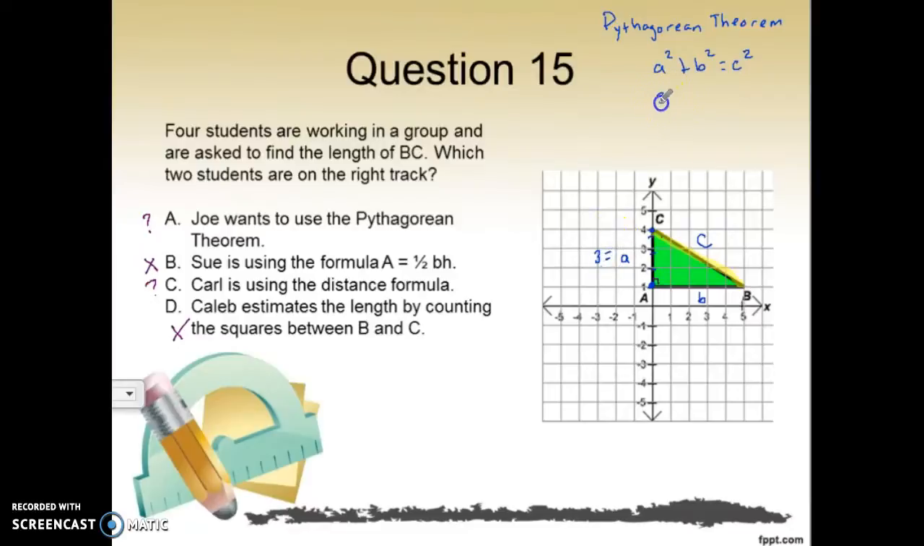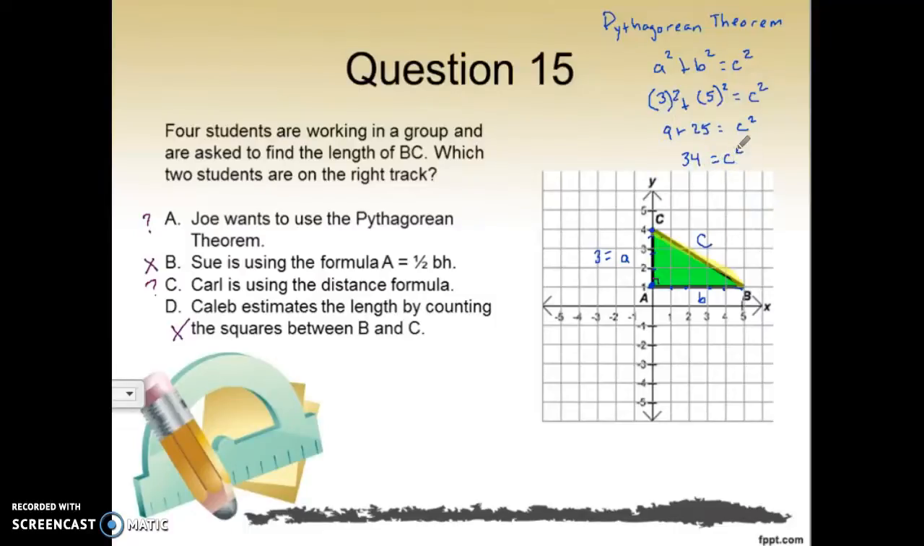So I'm going to substitute it in my formula here. 3 squared. All right, B, again, I'm just going to count squares. 1, 2, 3, 4, 5. We said that it was 5 earlier. So I plug that in. And I don't know c squared. That's what I'm looking for. 3 squared is 9. 5 squared is 25. Right? All right, so 9 and 25, we're going to get 34 equals c squared.